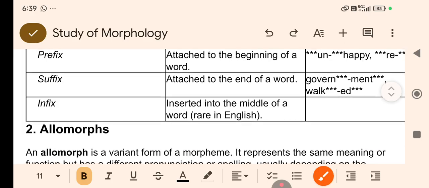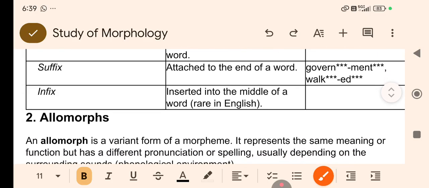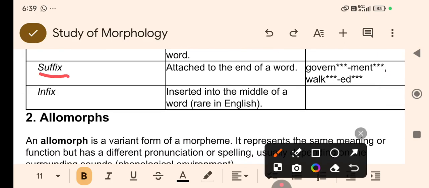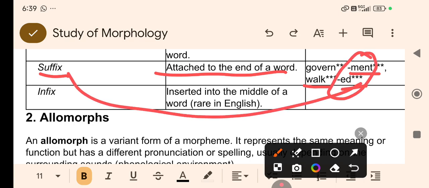Now, a suffix is attached to the end of the word. For example, government, walked. These two have suffixes because the parts are attached to the end of the word, right?